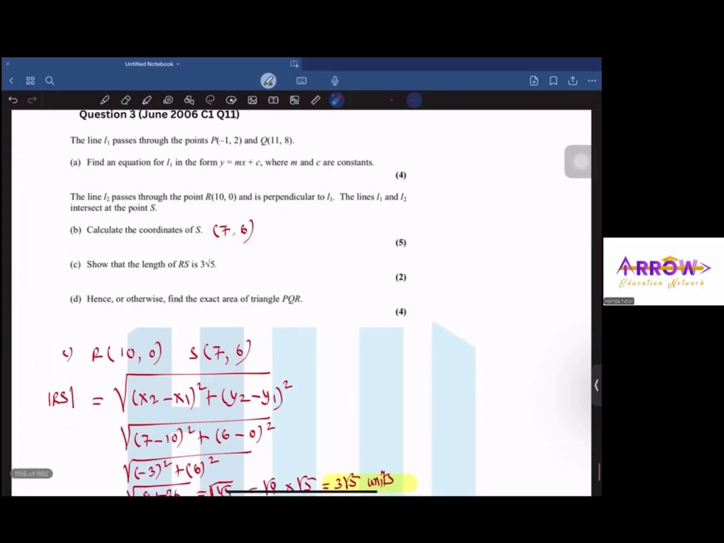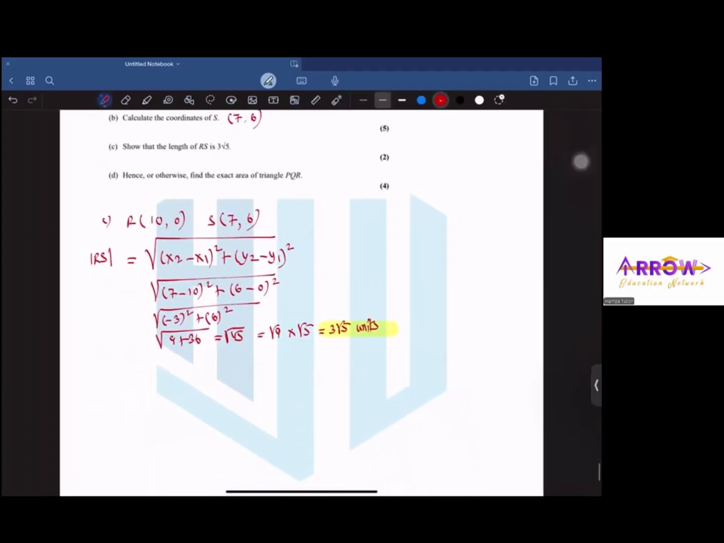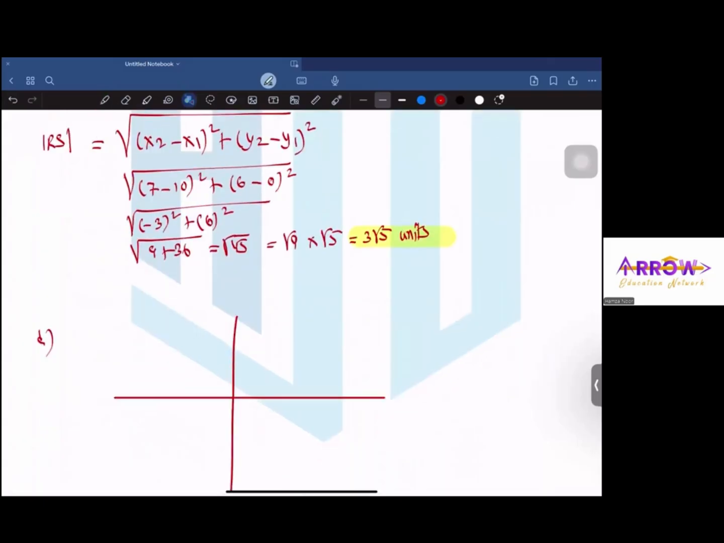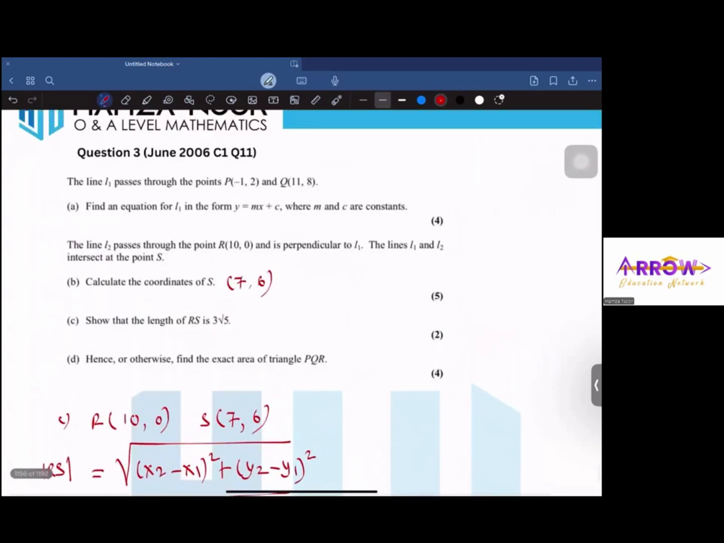Okay, so we are going to make a sketch over here. All right, if I make a rough sketch, first of all we have the line L1, which is an upward sloping line having a gradient of half. Point P and point Q are on this line. Okay, so point P is -1, 2.